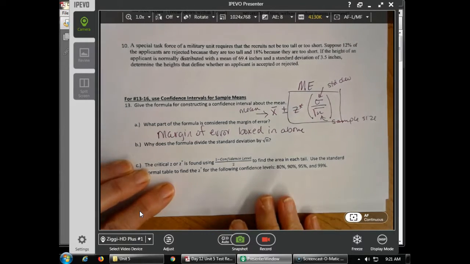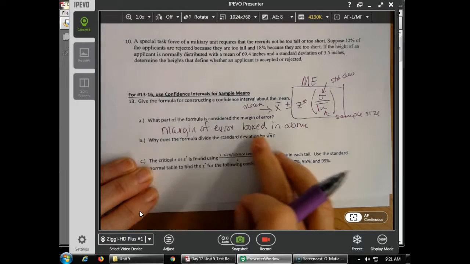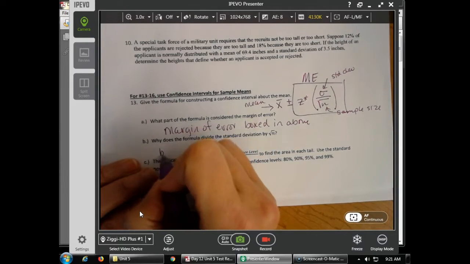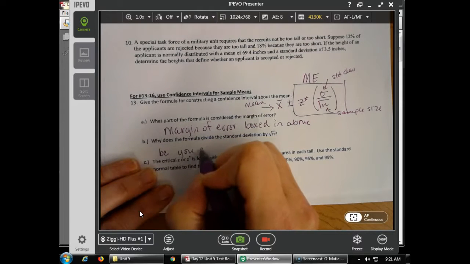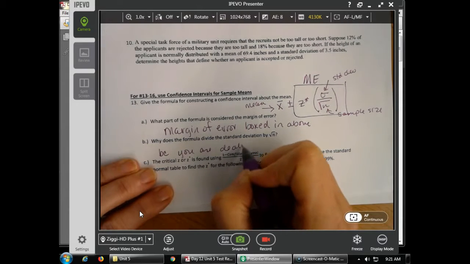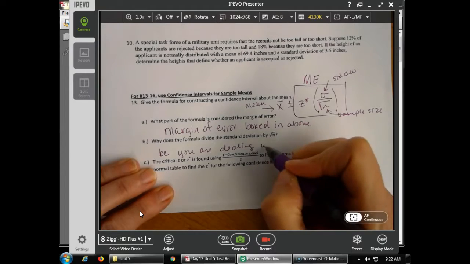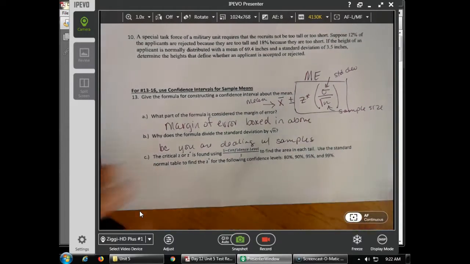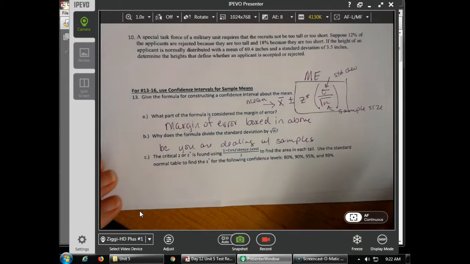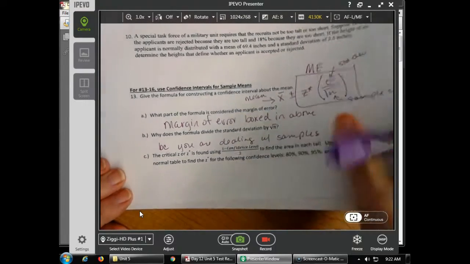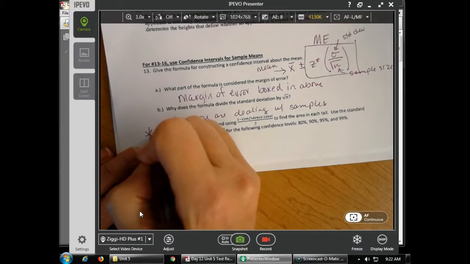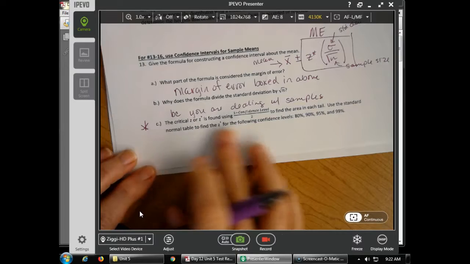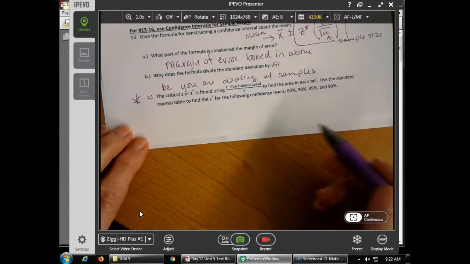Why does the formula divide standard deviation by square root of n? Because you're dealing with samples, and samples are not as spread out. We talked about that in class, but they're not as spread out as individual observations. So that's really all you need to know. This one right here is the biggie. If you forget how to find your z-star, you're going to be in trouble. So let's do a couple of these.